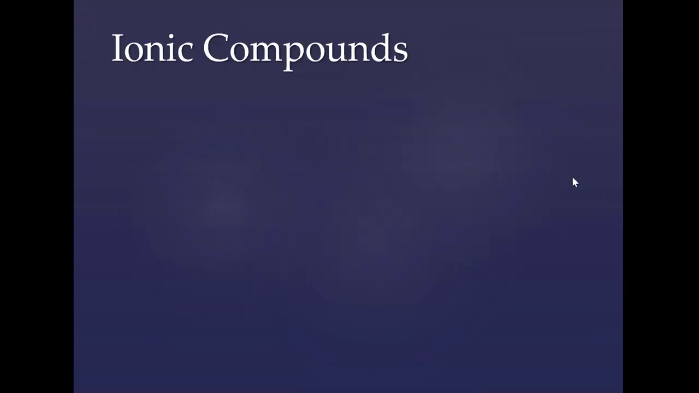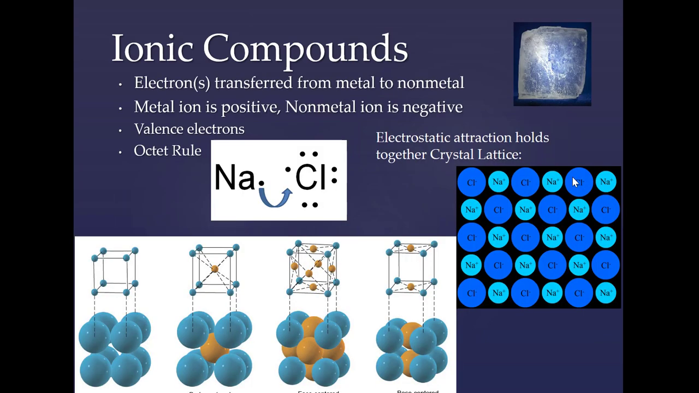All right, ionic compounds. So what holds ionic compounds together? Ionic compounds are all solids, and they are held together with cations and anions attracting each other. It's called electrostatic attraction. So in your crystal, at the points of your unit cell, we will find those positive or those negative ions.